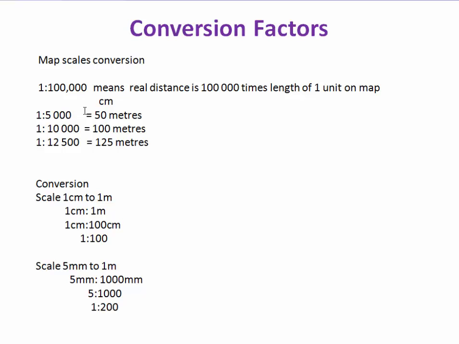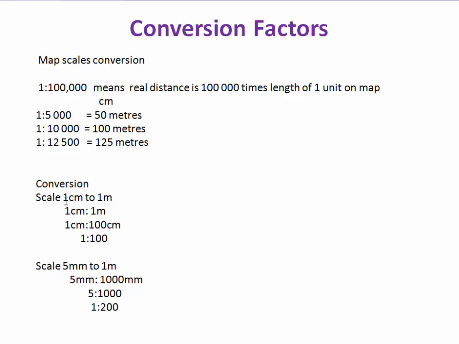So how do we get that? There's 100 centimeters in a meter, so we just cancel the first two zeros and we get 50. So that's 50 meters. In this case, 1 to 10,000, again in centimeters. So 1 centimeter equals 10,000 centimeters in real life. So cancel the first two zeros and we're left with 100. So 1 centimeter equals 100 meters. In this case, 1 centimeter equals, cancel the first two zeros, 125 meters.